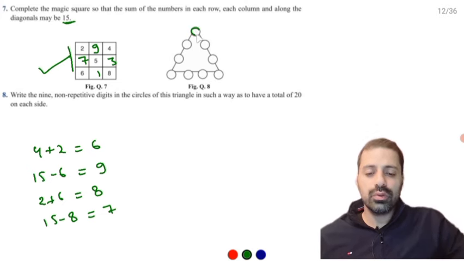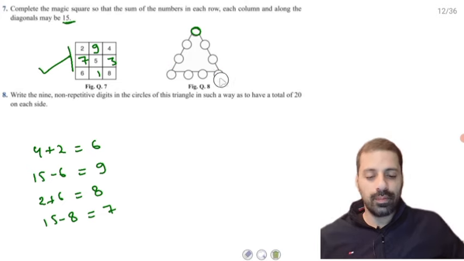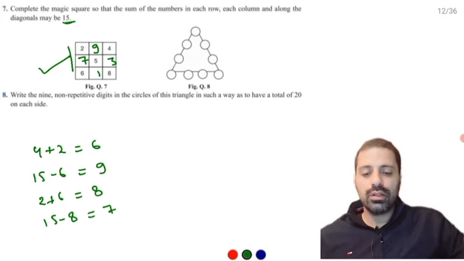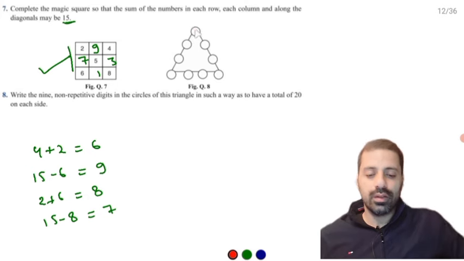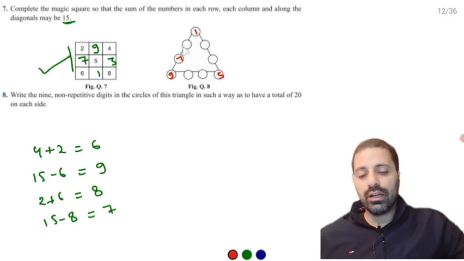Now solve this question. The trick for this is this circle, this circle and this circle. The sum of these three circles must be 15. Then you can solve this question within a second. Now if I take 1 here, 9 here, and 5 here, so 10 remaining. What are the two numbers that may be here? 7 and 3 may be here.